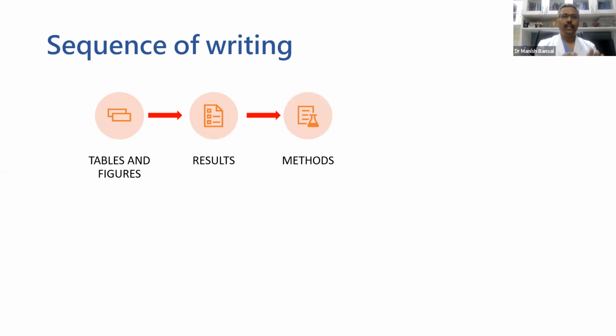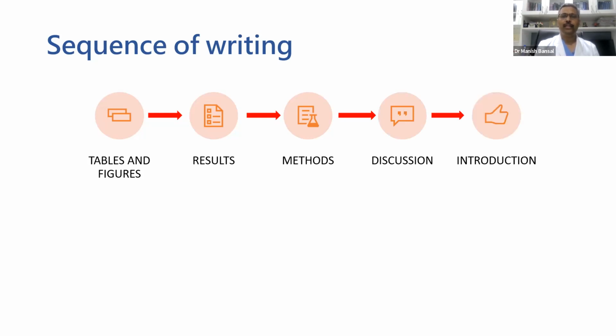So if we already have results in front of us, then we know what all we need to explain. So then writing methods becomes relatively easier. And then we need to write discussion and introduction. We can do this in any sequence, but this is how we should go. First tables and figures, then results, then methods, and then discussion and introduction. And finally, we need to write an abstract, which is nothing but a summary of the paper.